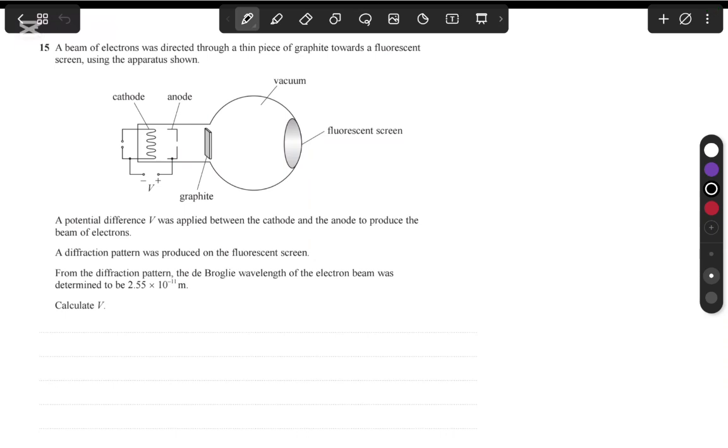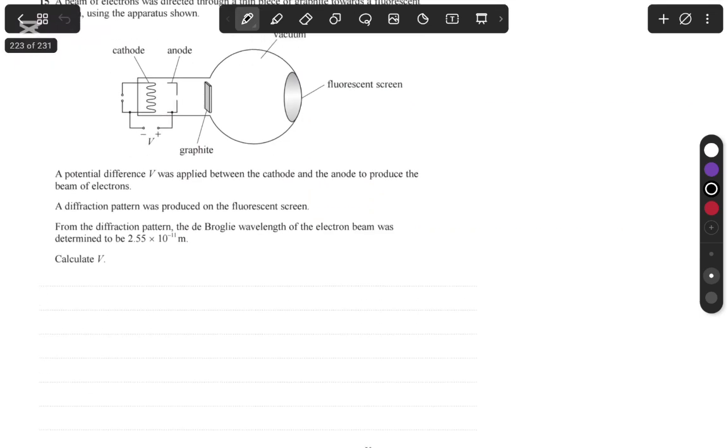So question number 15 says, a beam of electrons was directed through a thin piece of graphite towards the fluorescent screen using the apparatus shown. A potential difference V was applied between the cathode and the anode to produce the beam of electrons. A diffraction pattern was produced on the fluorescent screen. From the diffraction pattern, the de Broglie wavelength of the electron beam was determined to be 2.55 times 10 to the power of minus 11 meters. And they want you to calculate the potential difference.